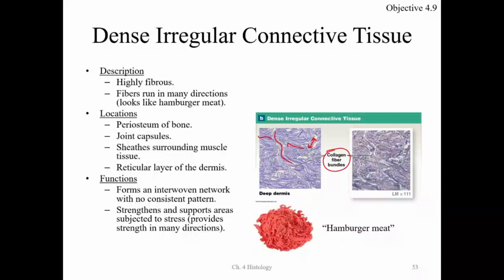You will find this in the periosteum of bone, in the joint capsules surrounding your muscles, and in the reticular layer of the dermis. It forms a network with no pattern and provides strength and support in areas that have stress in them, especially when the stresses go in many directions.